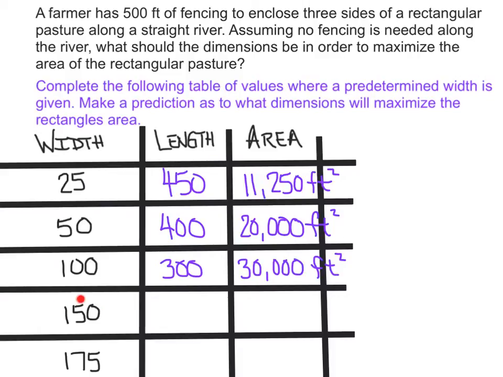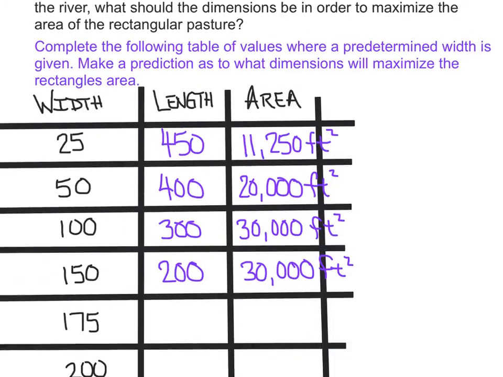How about a width of 150? Use up 150 here, 150 there. That's a grand total of 300. How much is left over for the length? I've got 200 left over. Multiply those two together, and I got 30,000 again. Ooh, so I've got a tie right now for the best. But that's interesting. So far, going through the table, the values got bigger, bigger, and then for the first time, they didn't increase. They kind of stalled out a little bit.